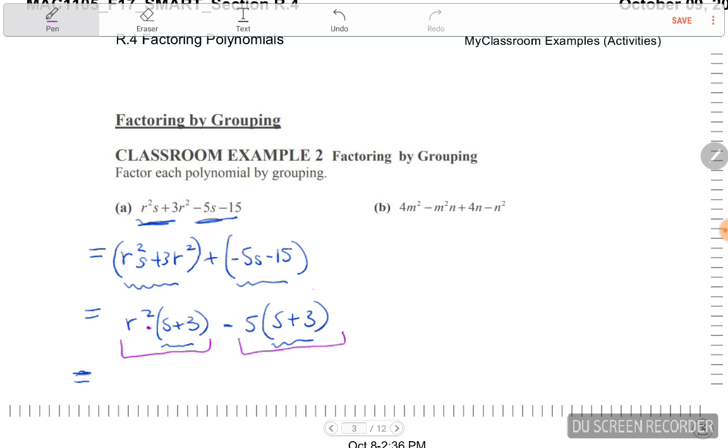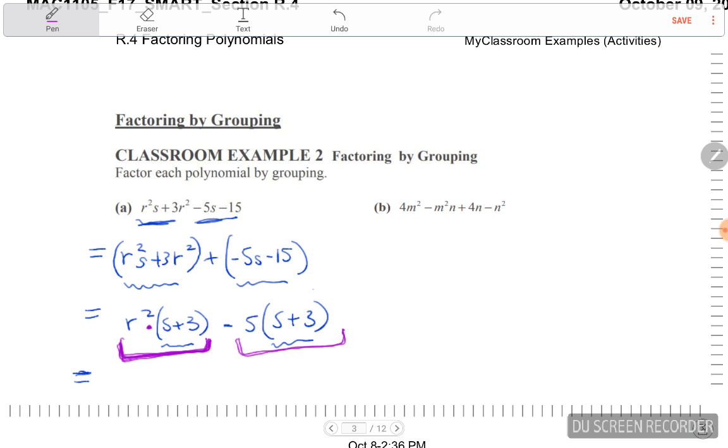Wait, I said that wrong. What I meant to say is that r squared and the quantity s plus 3 are not separate terms. They are a single term attached together by multiplication. So they are factors. This expression is actually a product of r squared and s plus 3, but it creates a single term. Just like this is a single term here.